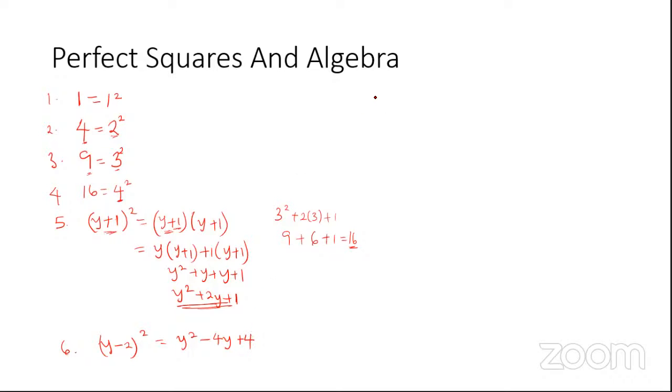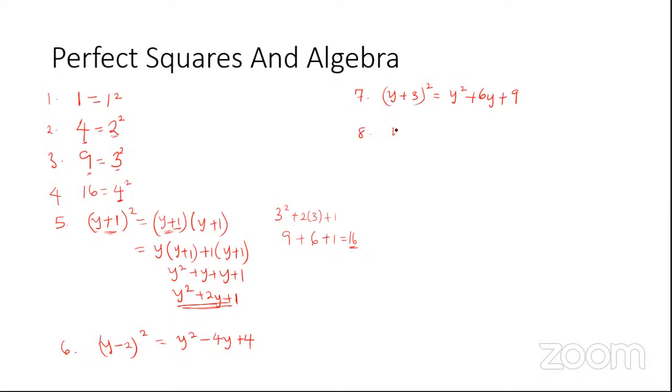I can also have so many examples. Example 7, I can also have y plus 3 squared. What would this give me? Based on what I told you the other time, you should have y squared plus 2 times y times 3. That will be 2 times 3 is 6y, plus 3 squared, which is 9.